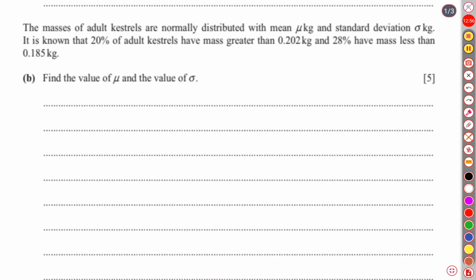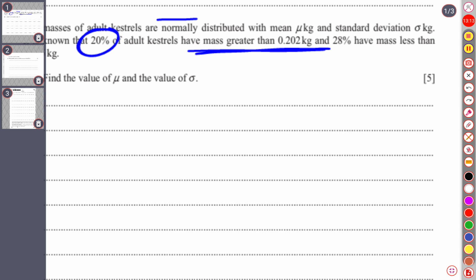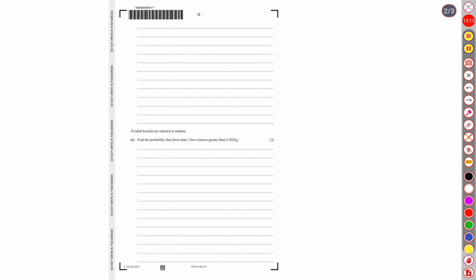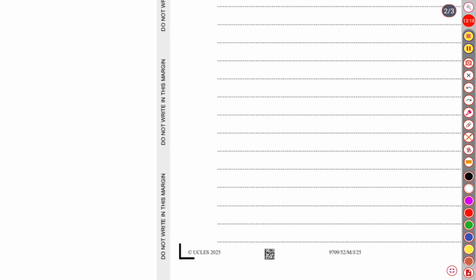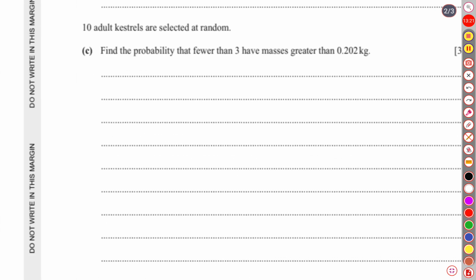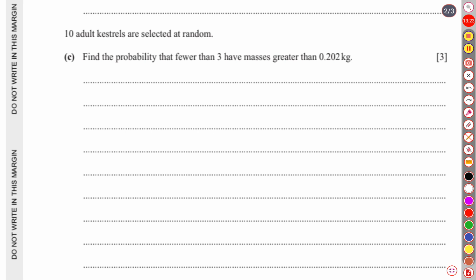This also belongs to normal distribution, but one piece of information is necessary for us: when the mass is greater than 0.202 kg, the probability is 0.20. Let's see question number C. We will have to solve question number C, which says: 10 adult kestrels are selected at random. Find the probability that fewer than 3 have masses greater than 0.202 kg.